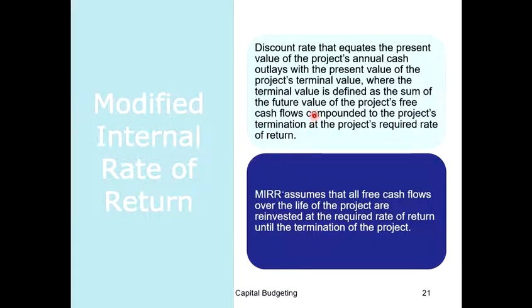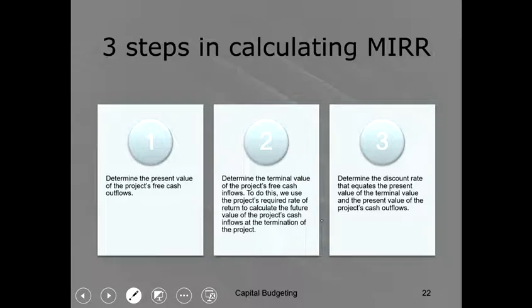Okay, so MIRR assumes that all free cash flows over the life of the projects are reinvested at the required rate of return until the termination of the project. So dia ada 3 step lah, 3 step in calculating the MIRR. Okay, so example dia, you will refer to page 271 and 272.